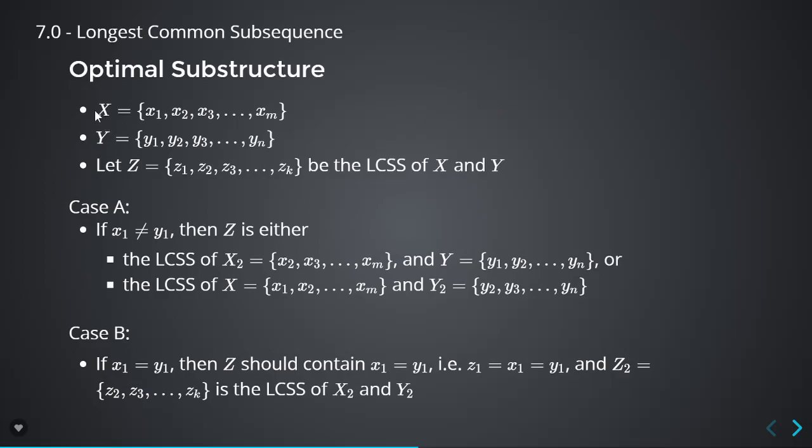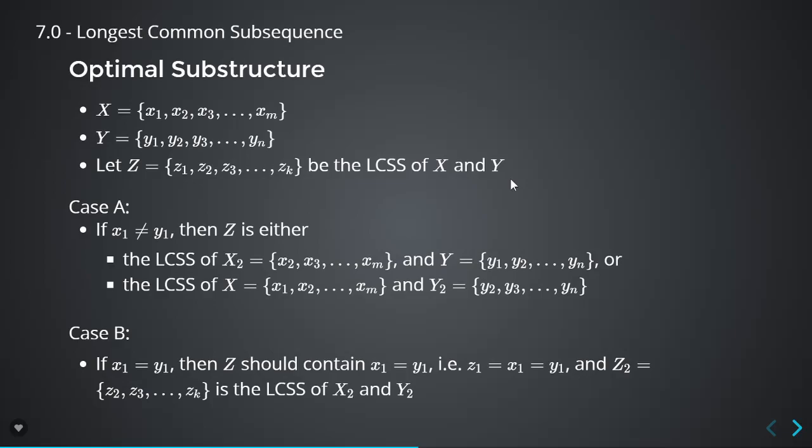So as before, I'm going to define x and y as the two strings, and then I'm also going to define z to be the longest common subsequence of x and y. Remember, we're trying to show that LCS has optimal substructure. And the way we do it is always the same. It's the cut and paste technique. The way it always works is that we assume we have the optimal solution. In this case, we have Z, right? And then we're going to prove by contradiction that the solution to the subproblem must also be optimal.